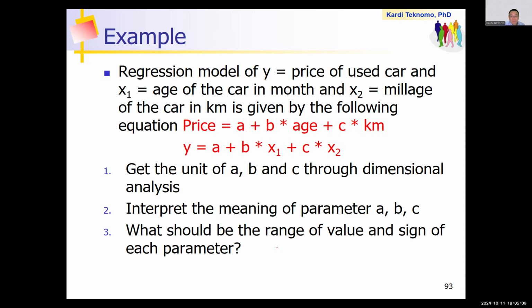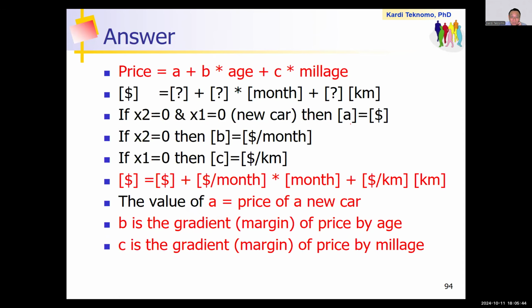So if you have this regression model of the price, then what is the meaning of A, B, and C? And what should be the range of the value and the sign for each parameter? So after you do the regression, you need to do what is called dimensional analysis. You need to check the unit. So look at the model. This is the model, right?